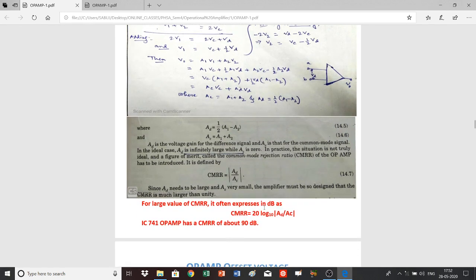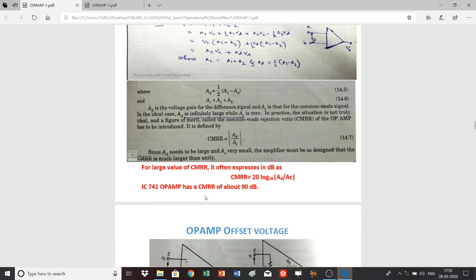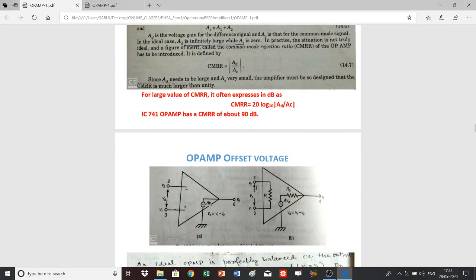The common mode rejection ratio is equal to the modulus of AD by AC, in such a way that AD is very high and AC is very small, so that CMRR may be very high. Sometimes the common mode rejection ratio is expressed in decibels, given by 20 log 10 of the modulus of AD by AC. For the IC741 op amp, the CMRR has a value of about 90 decibels.